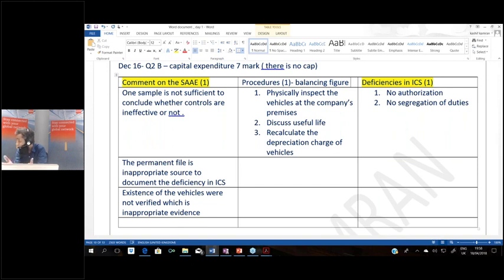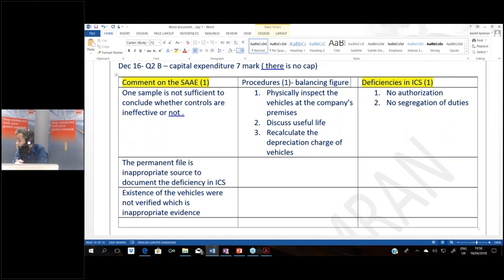Yes, Farooq, there are no caps. So if there would have been caps, I would have written everything equal. I didn't write anything equal here. I wrote 3 comments, 2 deficiencies, 2 procedures. But there were no more deficiencies. So how will I take more marks from deficiencies?